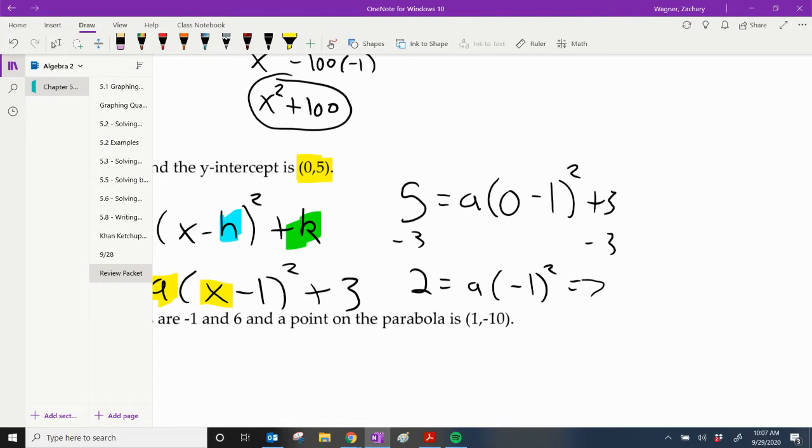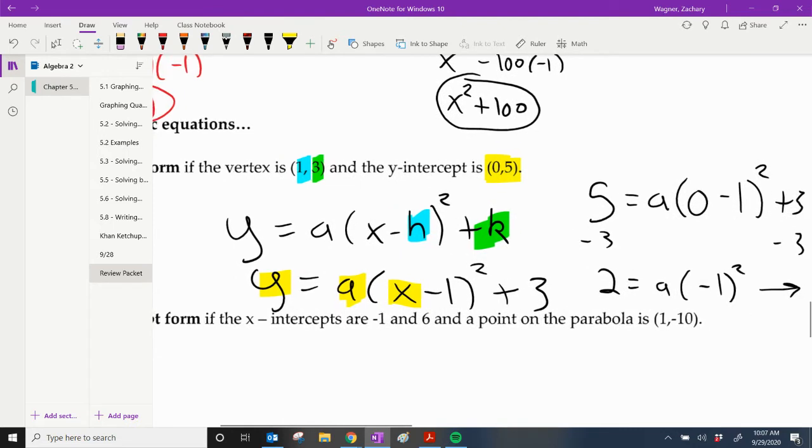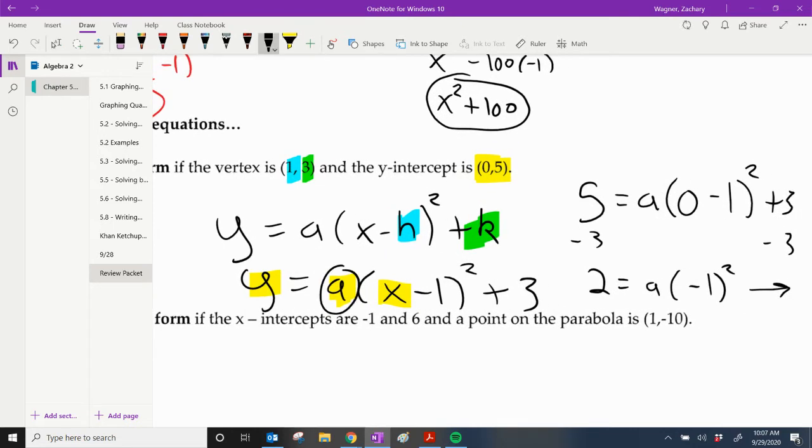2 is equal to -1 squared, which is 1. 1a is just a. a is equal to 2. So all you've got to do is plug in that a right here. And that's my answer. y equals 2 times x minus 1 quantity squared plus 3. Very nice.